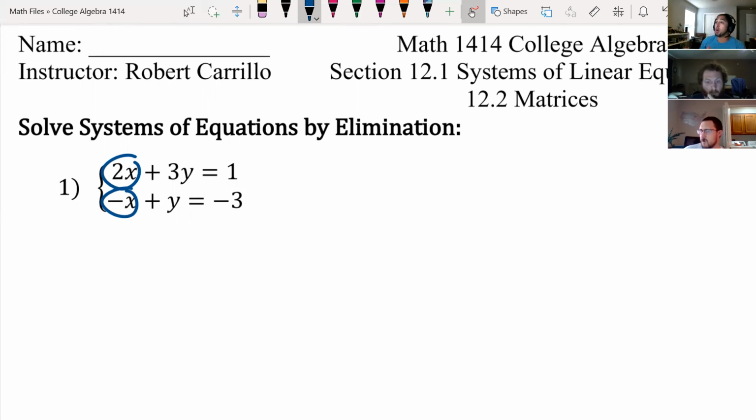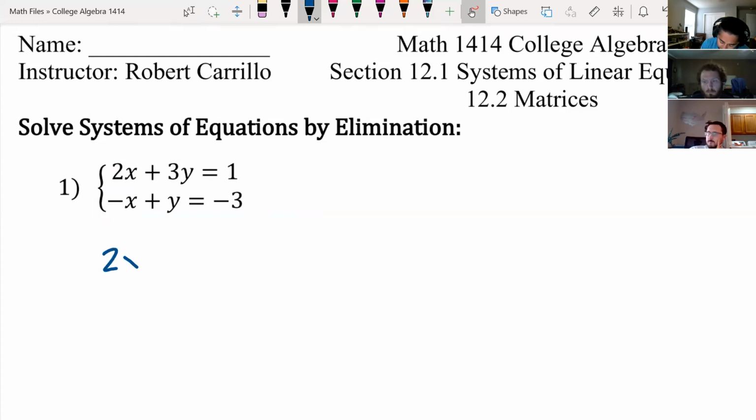So it helps out when one variable is positive and the other is negative already. So for this system, I'm going to say I want to get rid of the x's. To do that, I need to multiply this bottom equation by 2. The reason we're going to manipulate it by 2 is because when I add it together, 2x plus negative 2x should cancel. So this is what we're going to do.